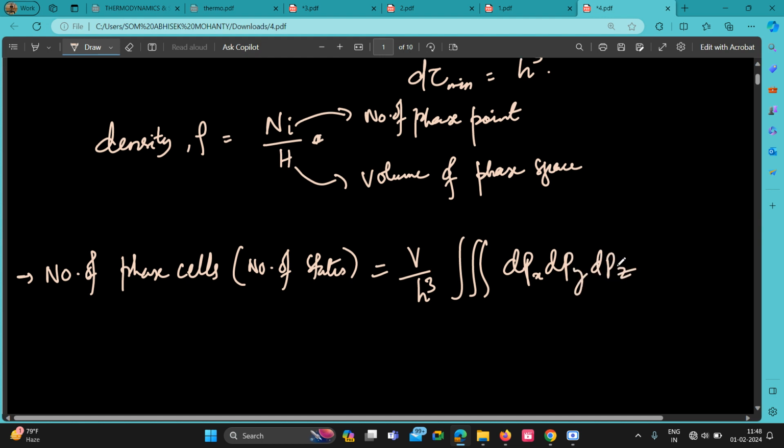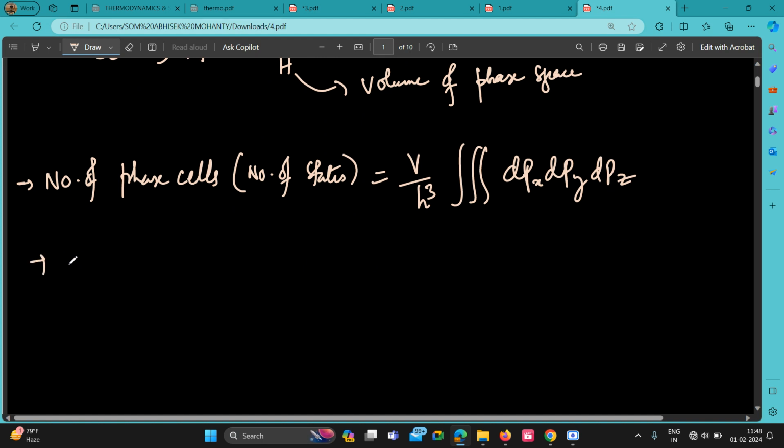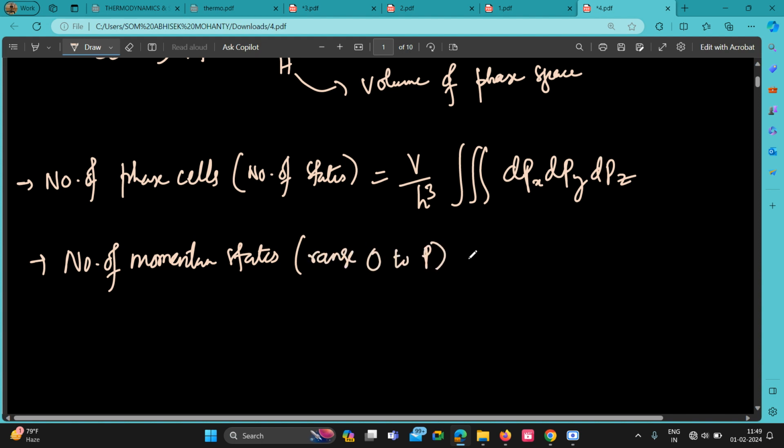Okay. Now, the number of momentum states in the range 0 to P, that is G(p), is equal to 4 pi V by h cubed times p cubed. Okay, 4 pi V by h cubed into p cubed. Alright.